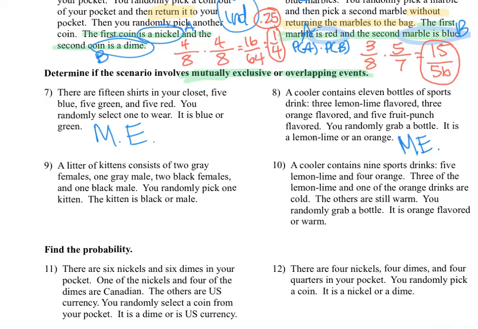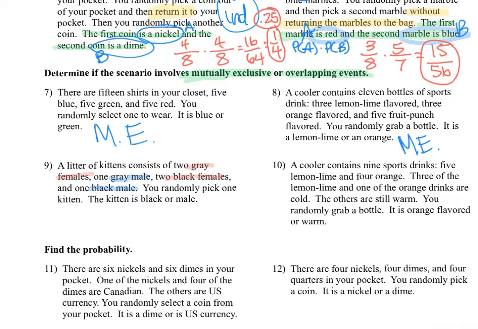A litter of kittens consists of two gray females, one gray male, two black females, and one black male. You randomly pick a kitten. The kitten is black or male. Now, let's do blue for boy. I'm going to highlight some stuff here. Okay, so I'm going to say a gray male, that's a blue one, and we have a black male. All right. I'm going to use red as female, so I'm going to say gray females, black females, okay? So I have a mixture of gray, female and male, and I have a mixture of black, female, and male, okay?